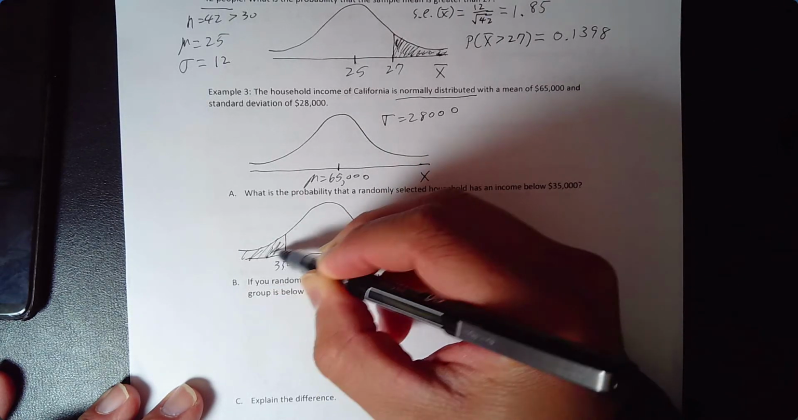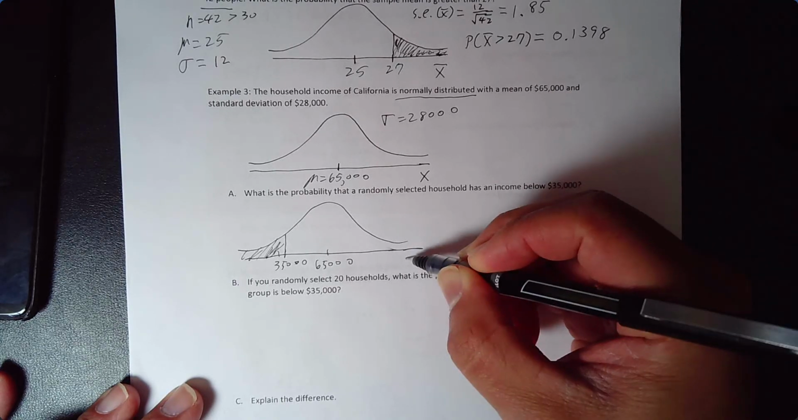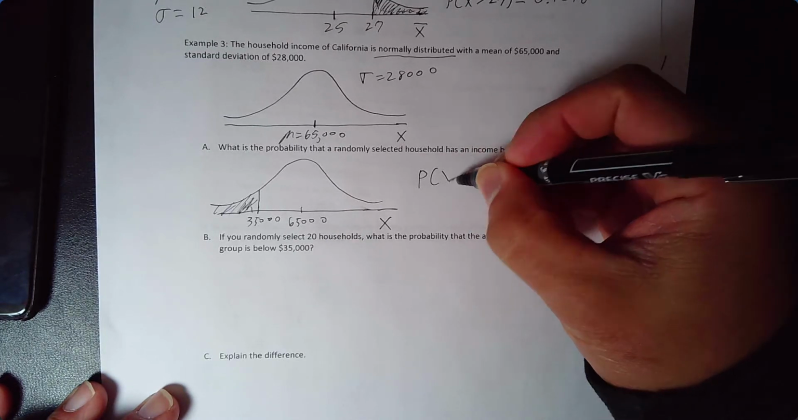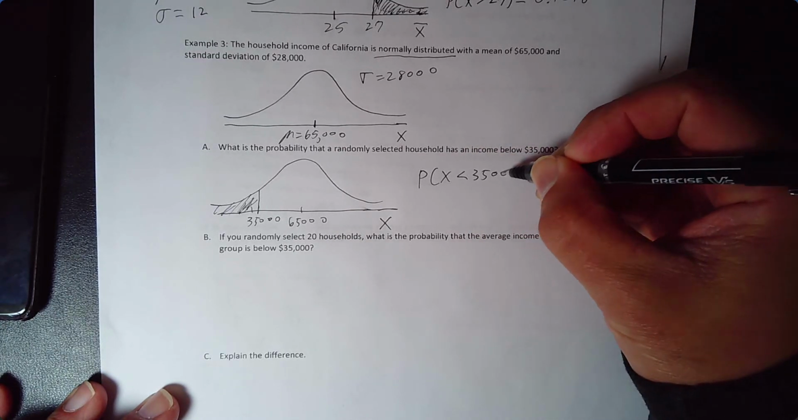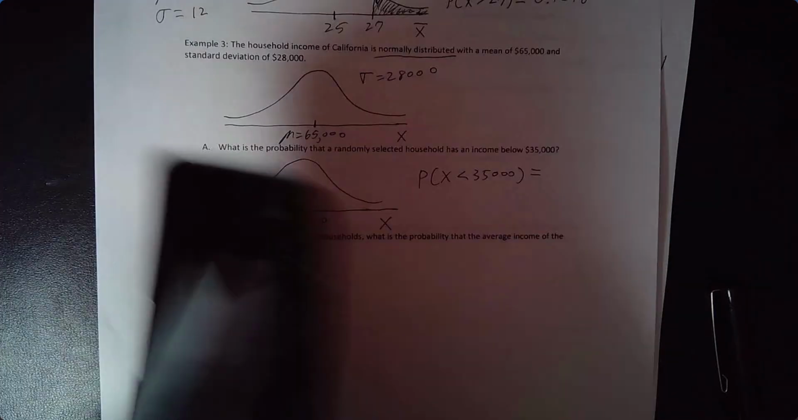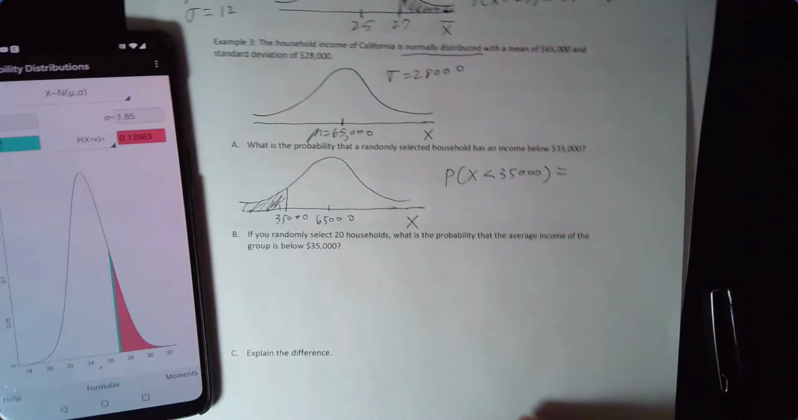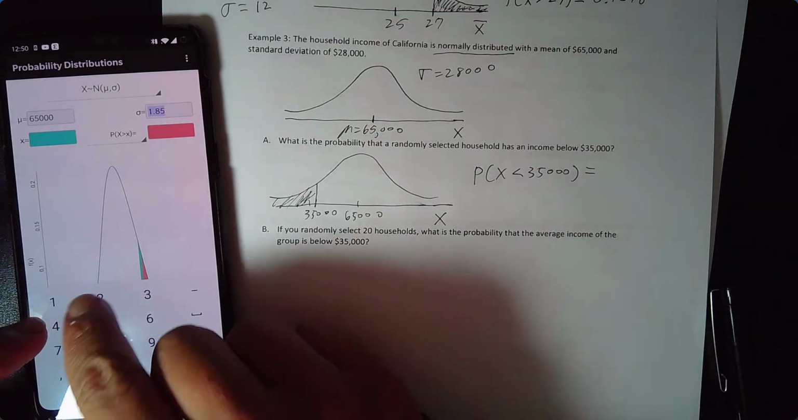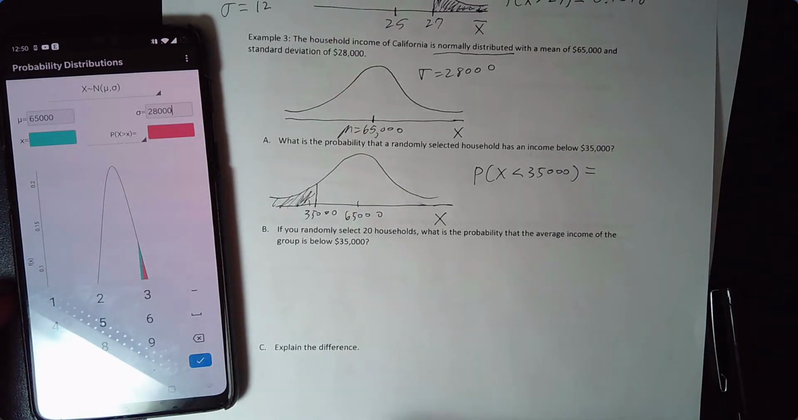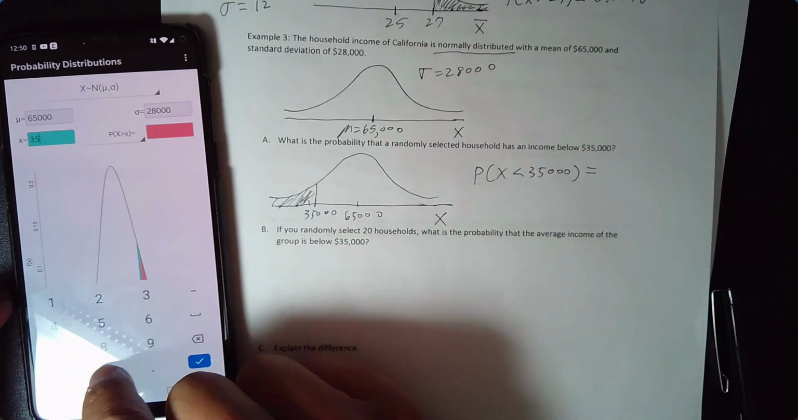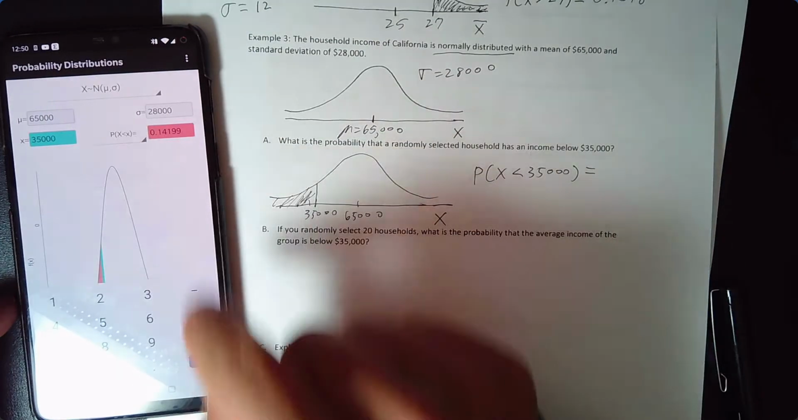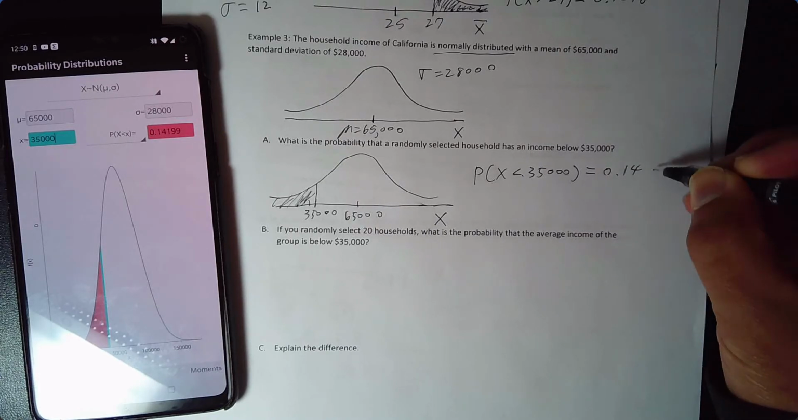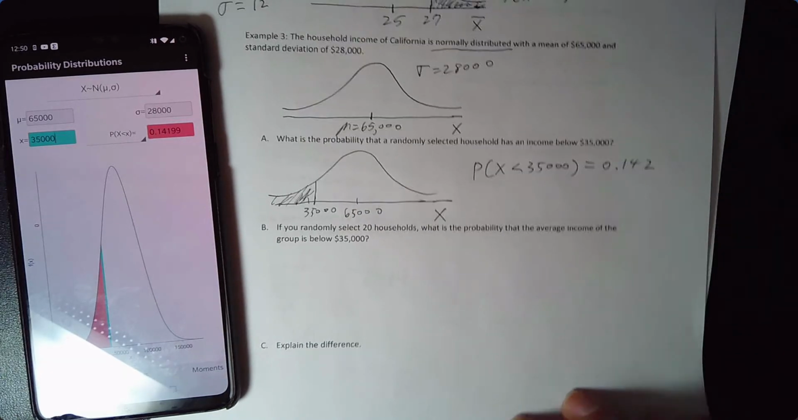So again, label your axes, it will really help you keep things straight. I'm just looking at the individual here. So I want the probability that X is less than 35,000. Okay, so now I can use my app here. The average is 65,000. The standard deviation is 28,000. Okay, and then X is 35. I want less than, and there we go. So that will be 0.142.